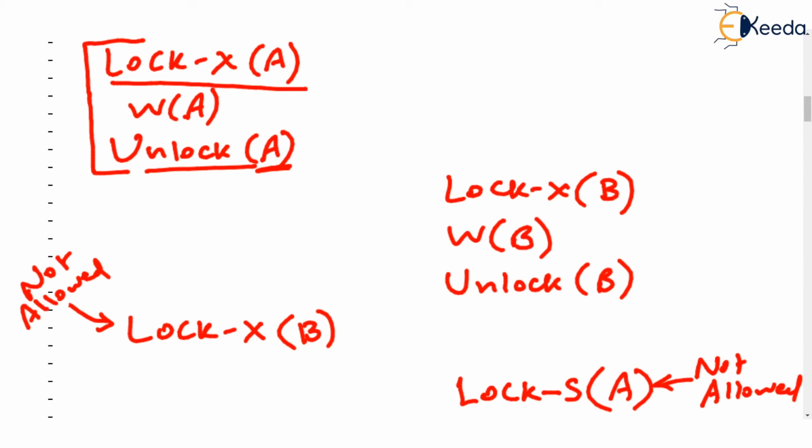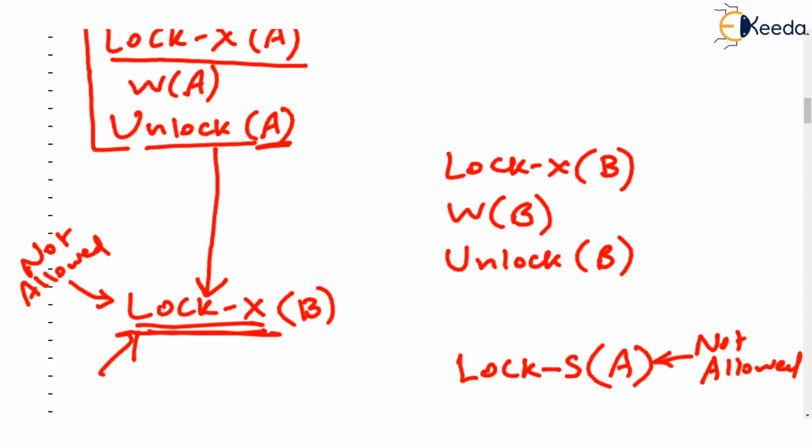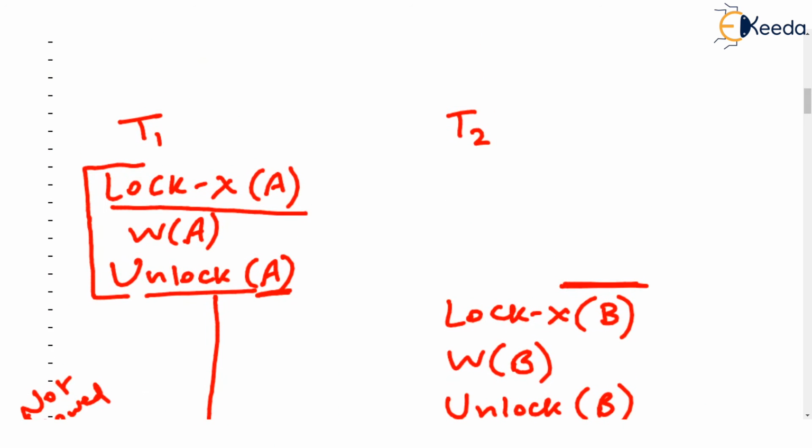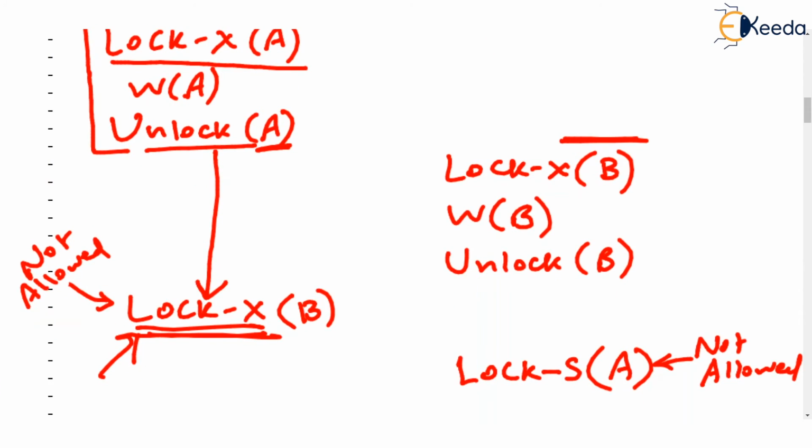Now, after unlocking, the transaction cannot request any more locks. It can only unlock from now onwards. That means here itself you can see that the two-phase locking protocol is not followed by T1. What about T2? If you see, T2 locks B over here. I think this is the first lock. Yeah, T2 starts locking B.